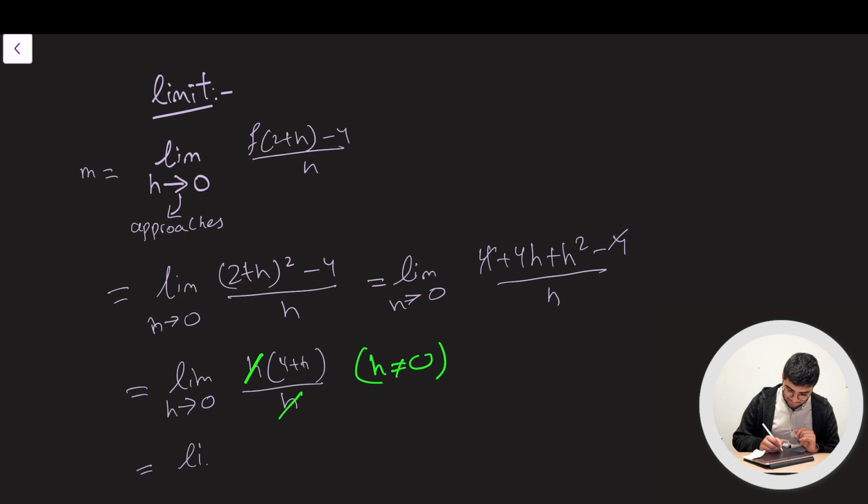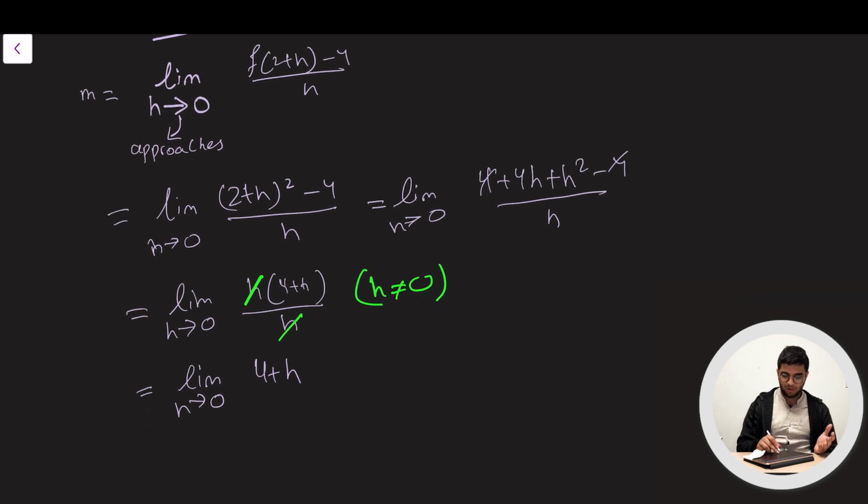Funnily enough, once we have this, okay, now this is what we are at, okay? Now, we're just going to say, well, now h being 0 isn't a problem, so let's just let h equal 0, and you know what we get? 4. So m, the slope of that tangent line, is 4. So the instantaneous rate of change is 4.